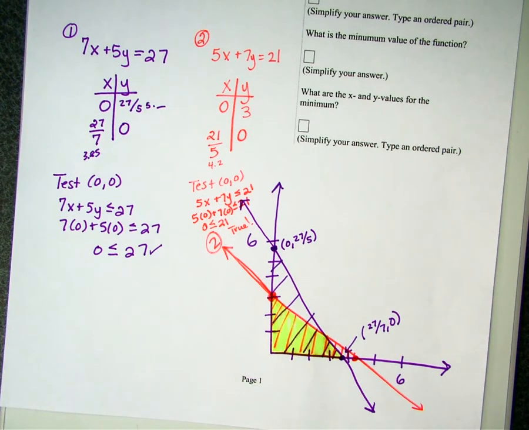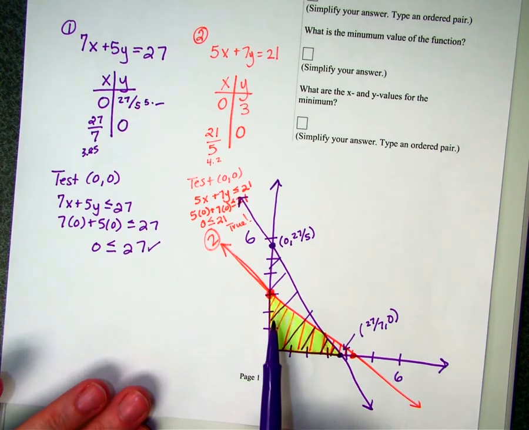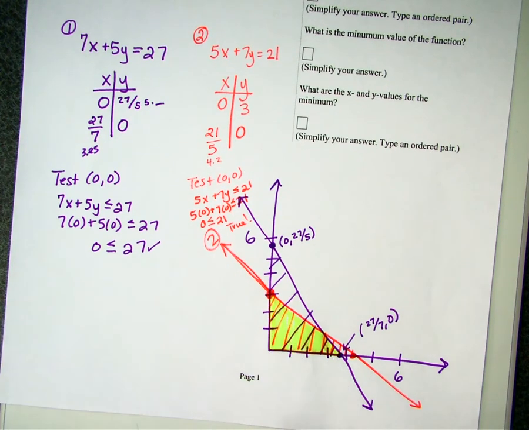It's called bounded. I could draw a circle around it and encompass the entire thing. So bounded just means that it's enclosed on all sides. Next, we need to find the corner points. The corner points give us our minimum and maximum value for our objective function. So we'll find the corner points.